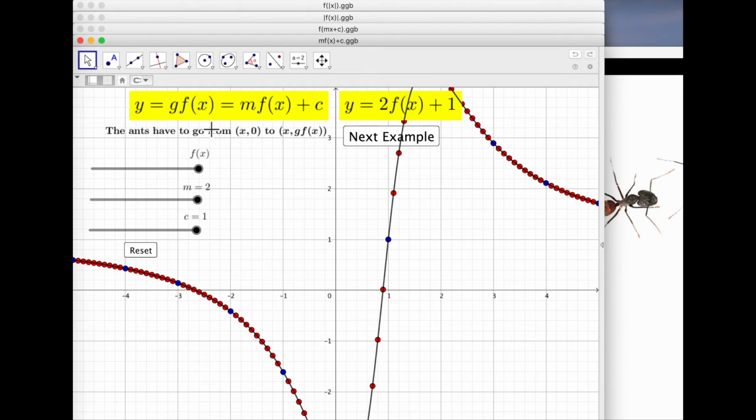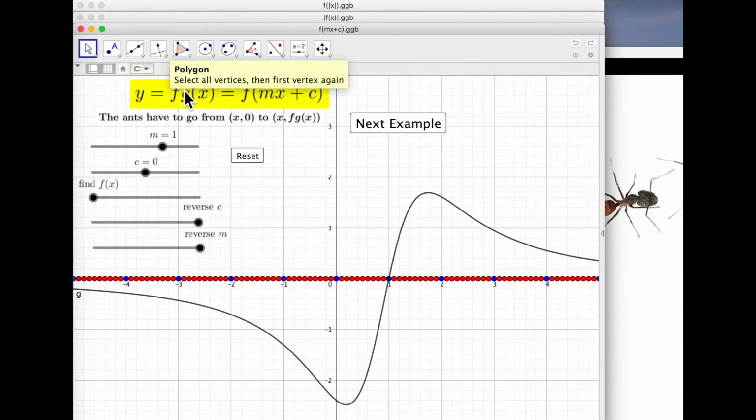Okay, now let's look at the next one. f of mx plus c. So now the ants have to go from (x, 0) to (x, g of x), which in this case is going to be f of mx plus c.